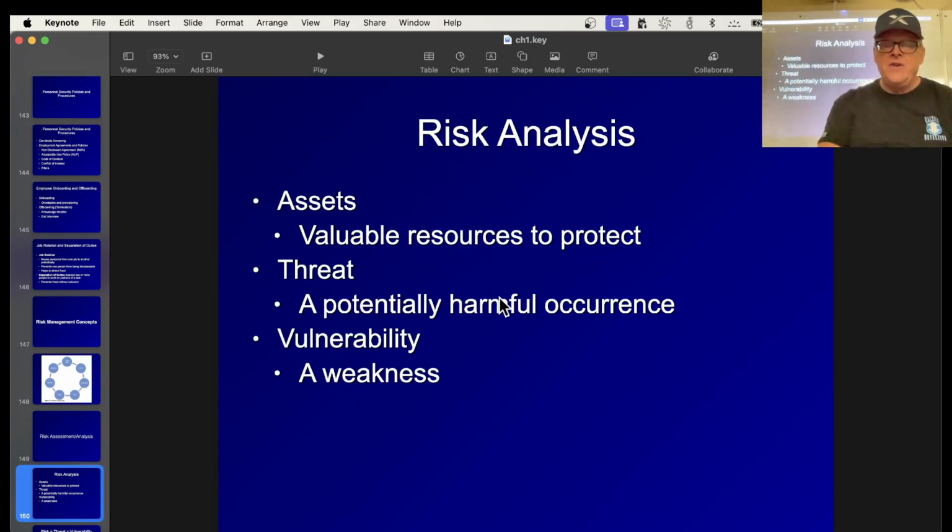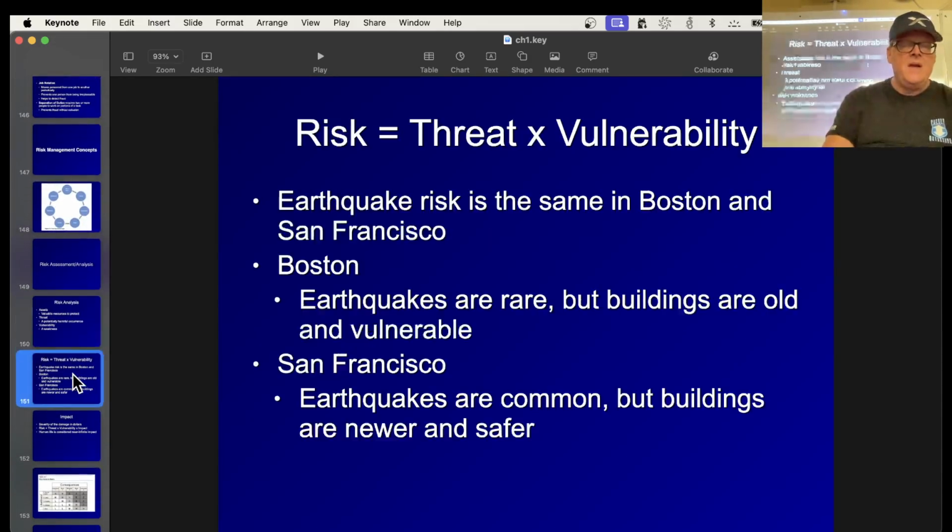So that's risk analysis. Your assets are the valuable things you're protecting. A threat is a bad thing that might happen. A vulnerability is a weakness. And so risk is a measure of how much damage you'd get from a bad thing happening. So it's threat times vulnerability.